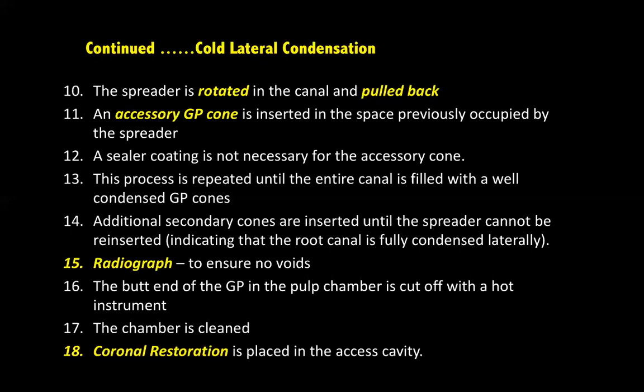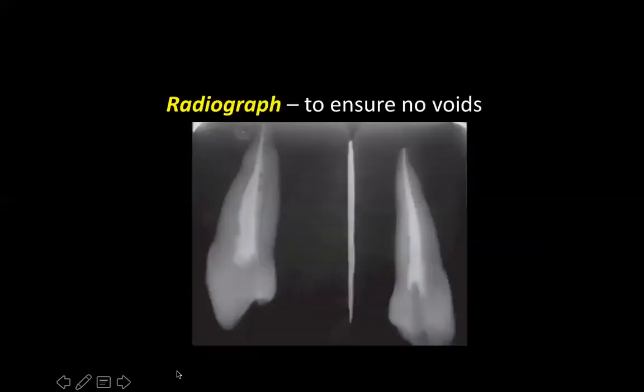We take a radiograph to see that there are no voids present, and the gutta-percha points are cut off at the floor of the pulp chamber by means of a hot instrument. It could be a condenser, an excavator, or a plastic instrument. The chamber is cleaned with cotton, and then we place a coronal restoration, because the coronal restoration is what is going to provide the coronal seal.